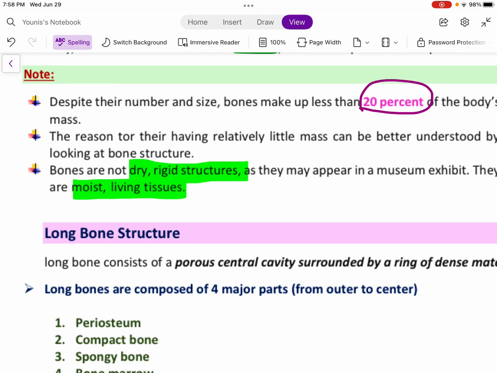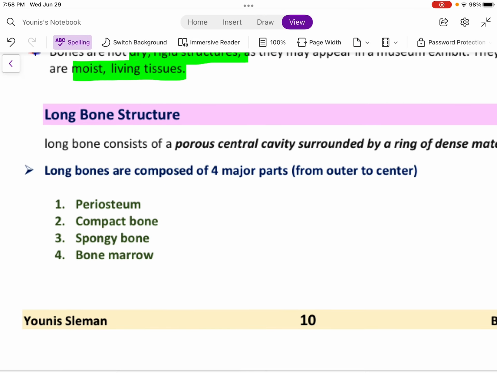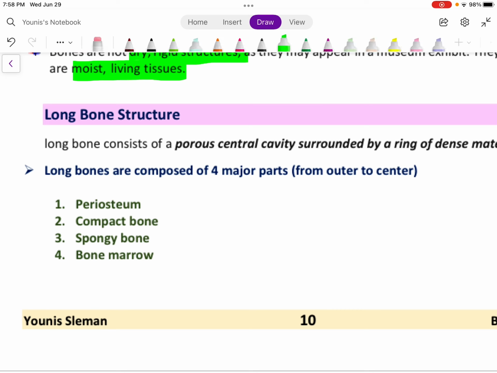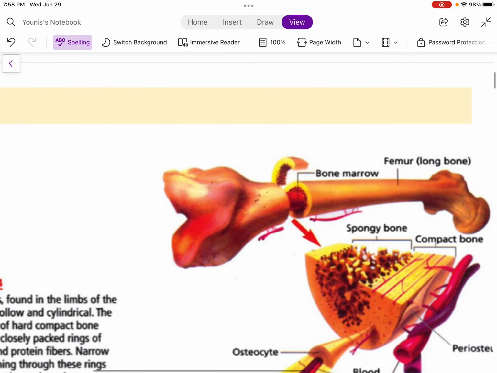Okay, so let's go through the structure of a long bone. A long bone is made up of 4 structures. Periosteum is the outermost structure, if you go from the outer to the center of the long bone. Now we will go to the figure, but I just want you to remember these terms: periosteum, compact bone, spongy bone, and bone marrow. These are the four main parts of a long bone.